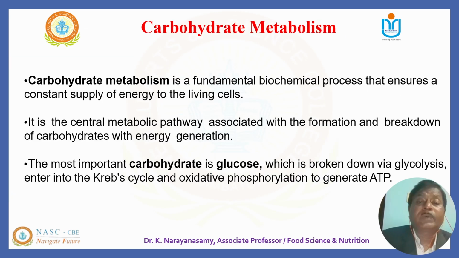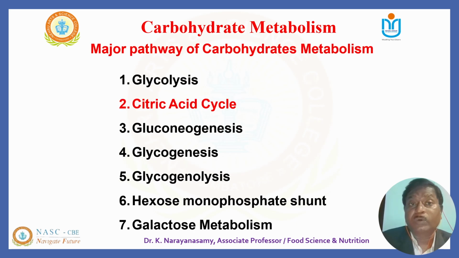The carbohydrate metabolism is a very fundamental biochemical process that ensures a constant supply of energy to the living cell. This is the central metabolic pathway associated with the formation and breakdown of carbohydrates into energy. The most important carbohydrate which is used in our metabolism is glucose, which is broken down into pyruvate via glycolysis, then enters into TCA cycle or Krebs cycle. That is always coupled with oxidative phosphorylation in order to generate ATP molecules.